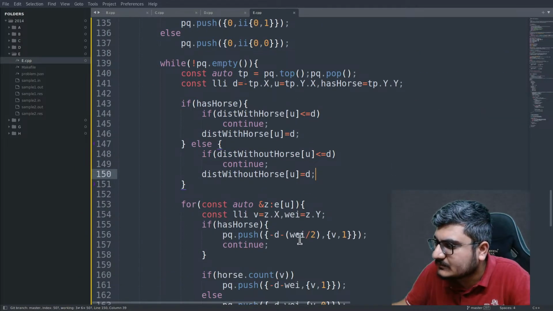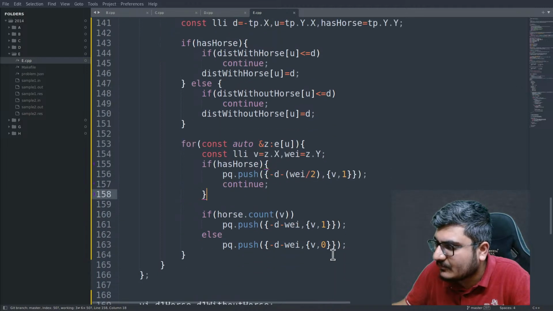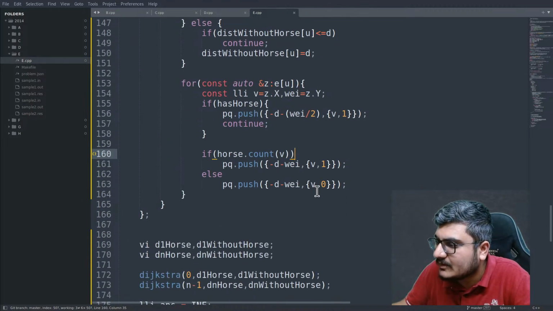If we have a horse, distance by 2, v and 1, we will still have a horse. If v has a horse, it will take the same time v0, it will not take time.